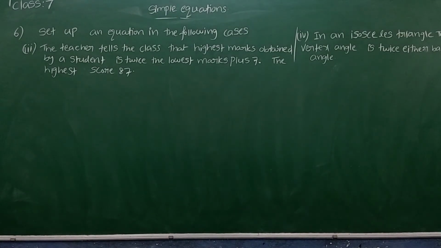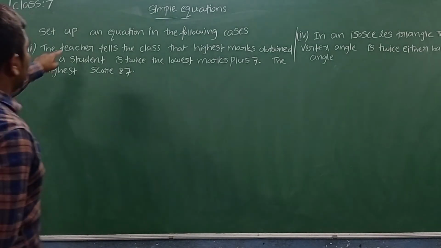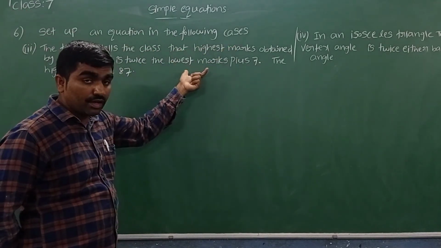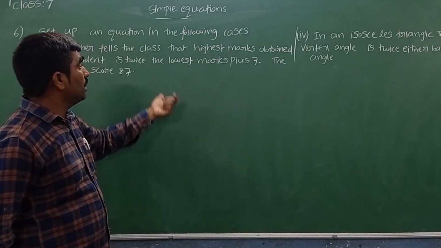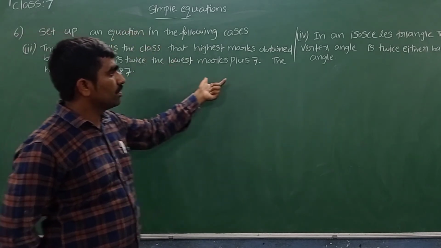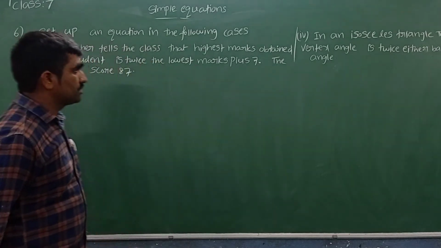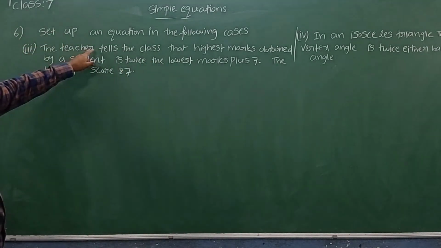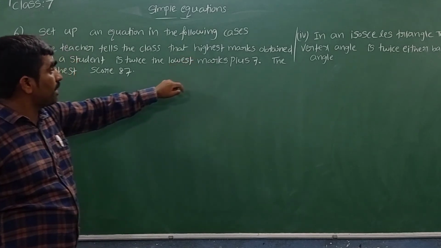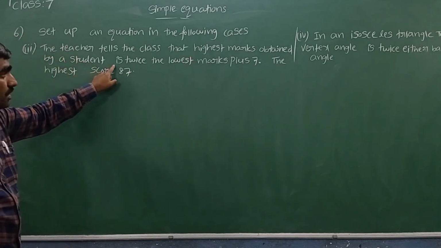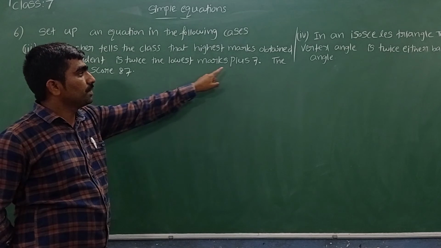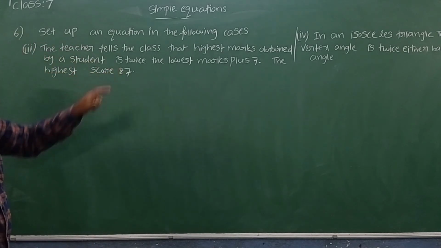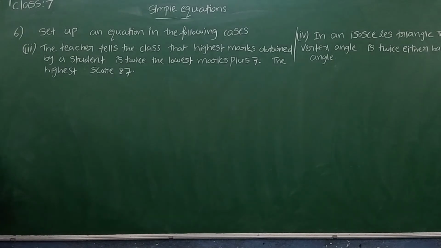Now let's see the 6th bit. Set up an equation in the following cases. They gave some situation, we need to analyze that situation and write an equation from it. Let us see now. Third one: the teacher tells the class that the highest marks obtained by a student is twice the lowest marks plus 7. The highest mark is 87. The highest score is 87.